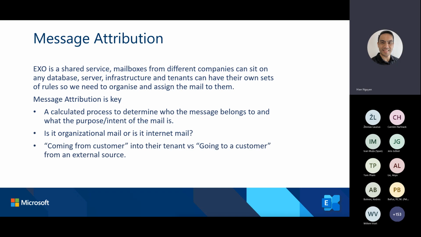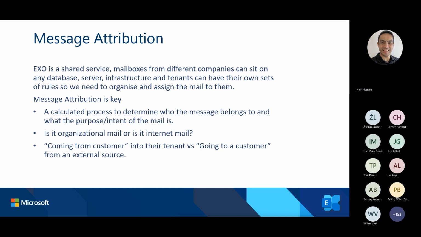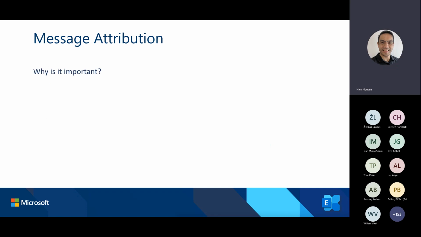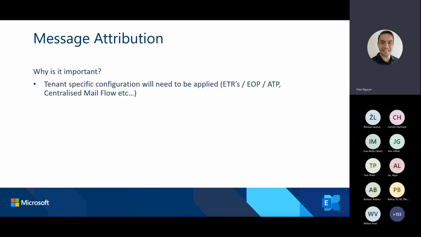So the idea is coming from a customer into their tenant or going to a customer from an external source. So why is it important? Well, every tenant has their own rules: Exchange transport rules, EOP rules, ATP rules, centralized mail flow. We need to apply these settings to mail when it arrives into EXO.